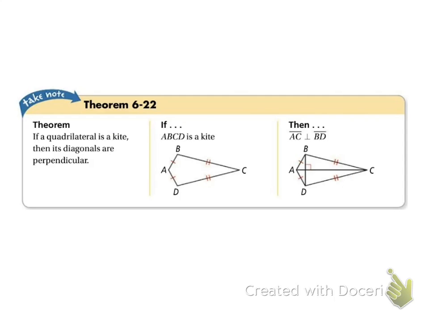So we have a theorem that if we have a kite, then the diagonals are perpendicular. And remember, when they're perpendicular, then it's 90 degrees. So this right here is 90 degrees, this is 90 degrees, this is 90 degrees, and this is 90 degrees.